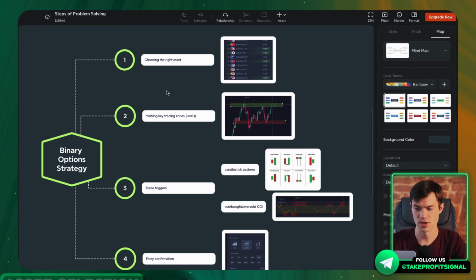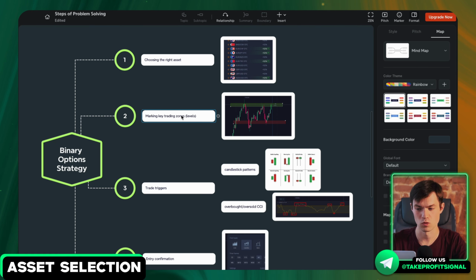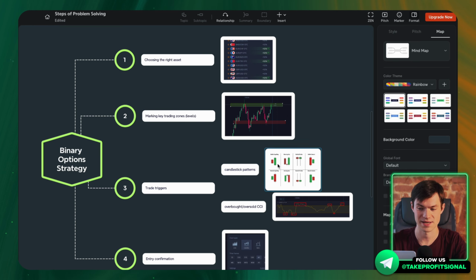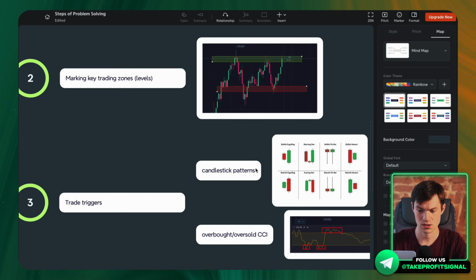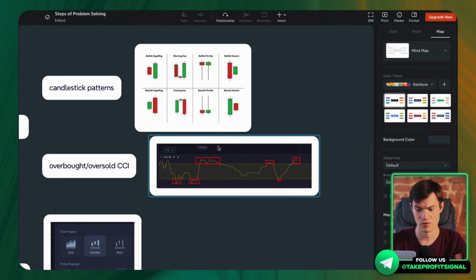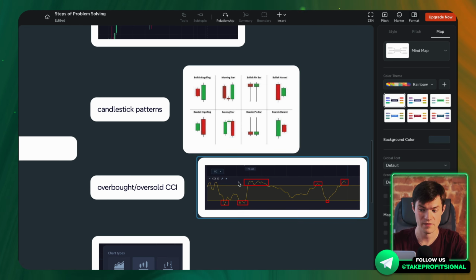We'll start with choosing the right asset, then we'll move on to marking key trading levels, then I'll explain to you exactly how a trade originates, what the triggers are, what exactly causes our downward or upward move. So we will have very simple but very time-tested tools.